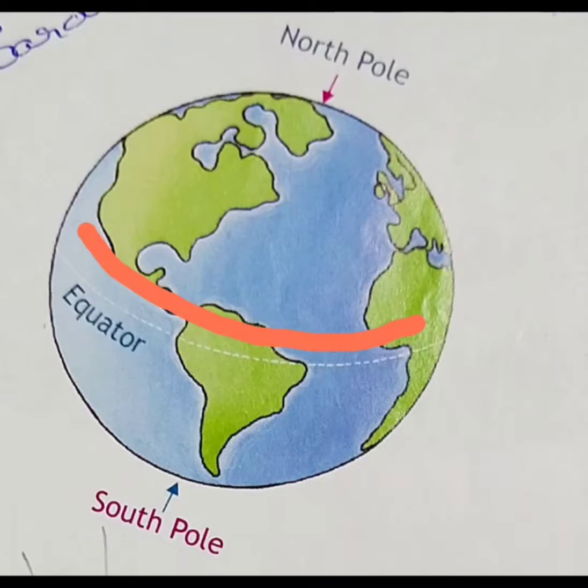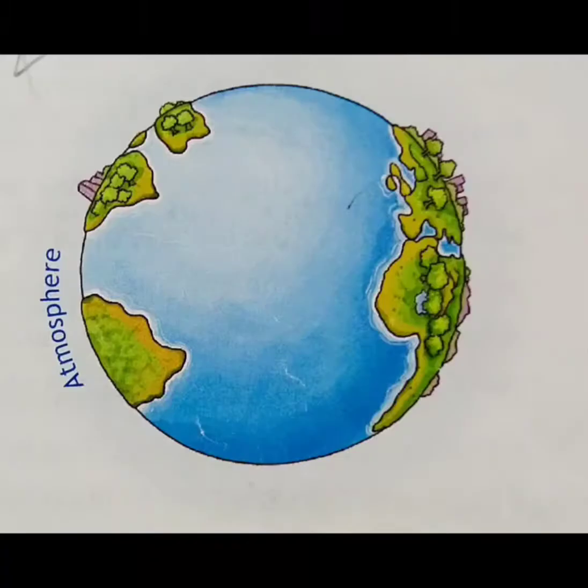There is an imaginary line around the earth that divides the earth into two equal halves, and it is called the equator. When you move towards the north from the equator, the most northern point of the earth is called the North Pole. And from the equator, the most southern point of the earth is called the South Pole.